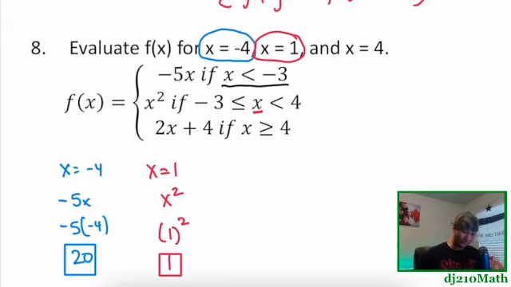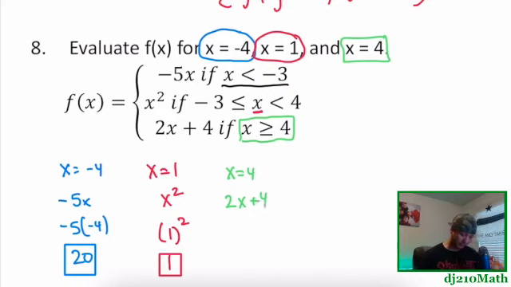And then lastly, x is equal to +4. So we're going to use the bottom one, because here it says when x is greater than or equal to 4, use the bottom one. So when x is equal to 4, we're using the bottom piece of the function. So 2x plus 4. 2 times 4 plus 4. So 8 plus 4 is 12. All right, so that's pretty straightforward. You just identify where x fits in, and you use that particular equation.